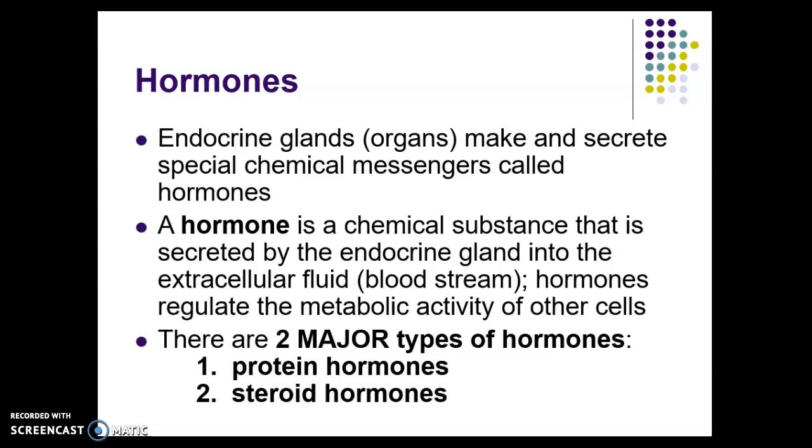And I want you to do a mental float back to Chapter 2 when we had our four classes of organic molecules. We had carbohydrates, proteins, fats, and nucleic acids. If we talk about proteins, we should understand that the building block is amino acid. Steroid hormones, well, a steroid was a class of lipids, and so they're made out of different building blocks. Because of these different building blocks, they're going to affect their target cells differently.